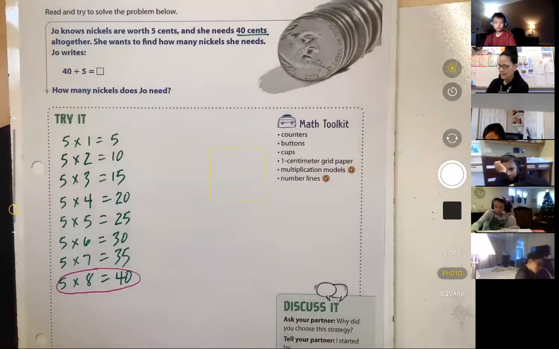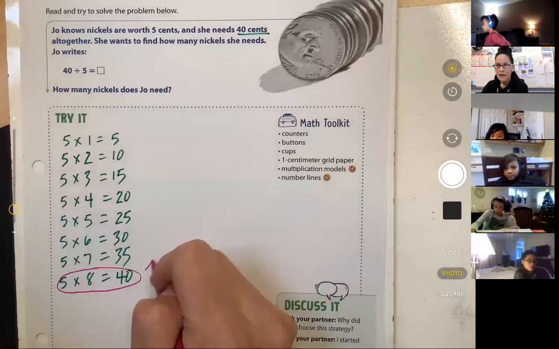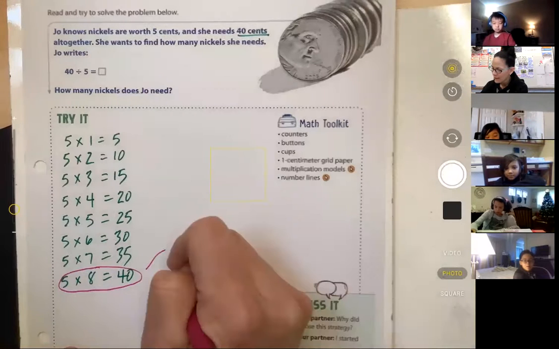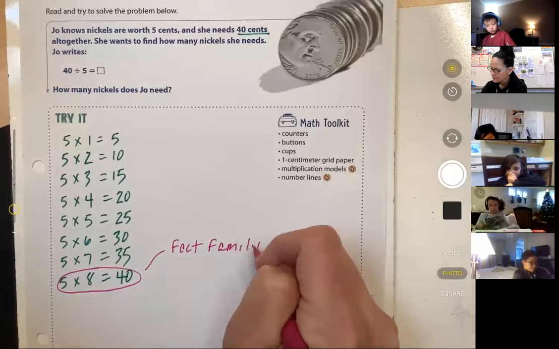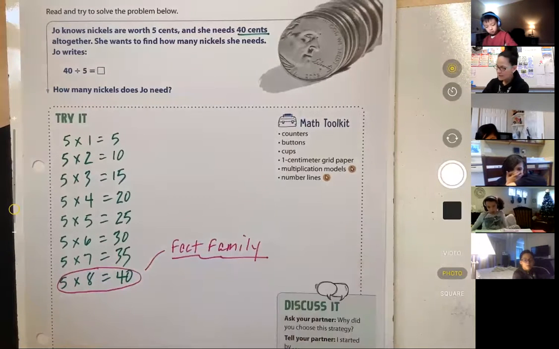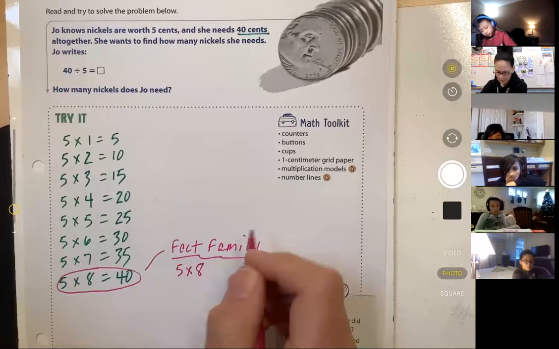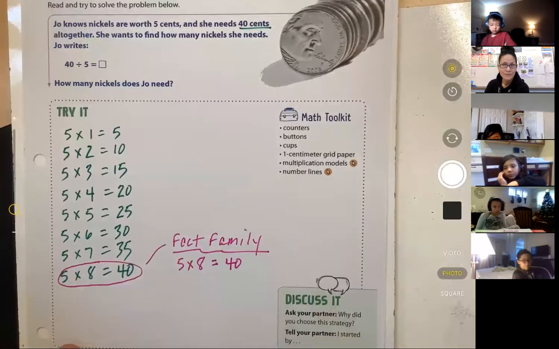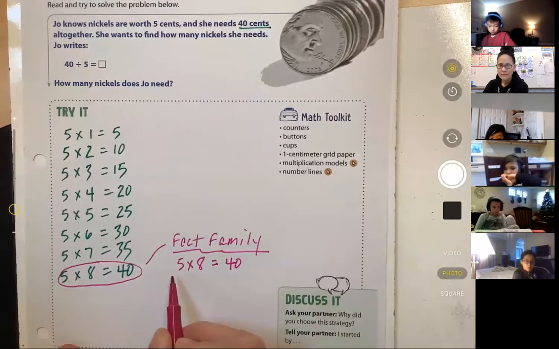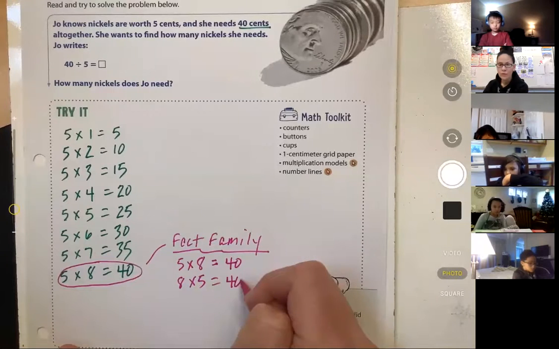Now, friends, can we go to the next step? We absolutely can. Because now what we can do is build our fact family, because we have everything we need to do so. All right, so we're going to start with that 5 times 8, or 8 nickels. And we know that that is 40, or 40 cents, right? And we can also use that commutative property. And we can say 8 times 5 is also 40.